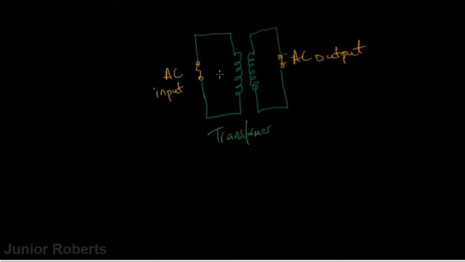If this is our AC input, it means that all of this is what we refer to as our primary coil, or winding. Is this making sense to you? So if this is our primary coil, what do you think we're going to call this? Secondary coil. Very good. So I'm going to shorten it: secondary coil or winding.